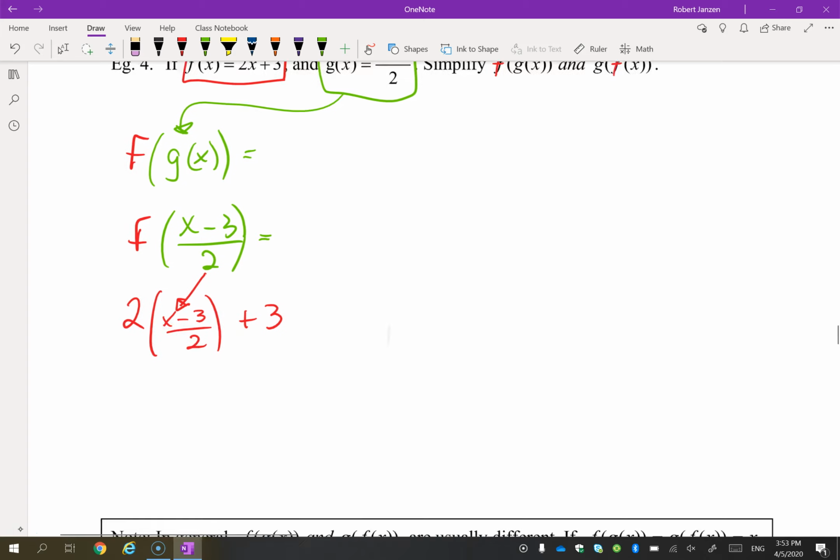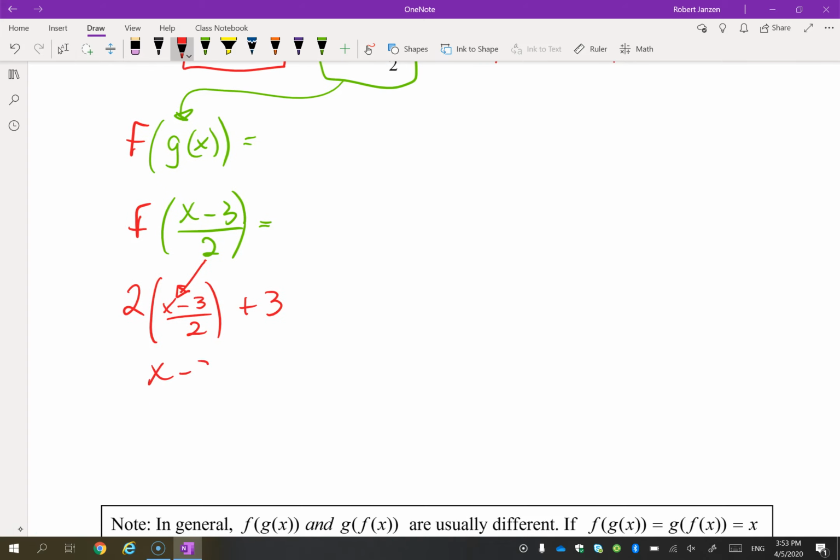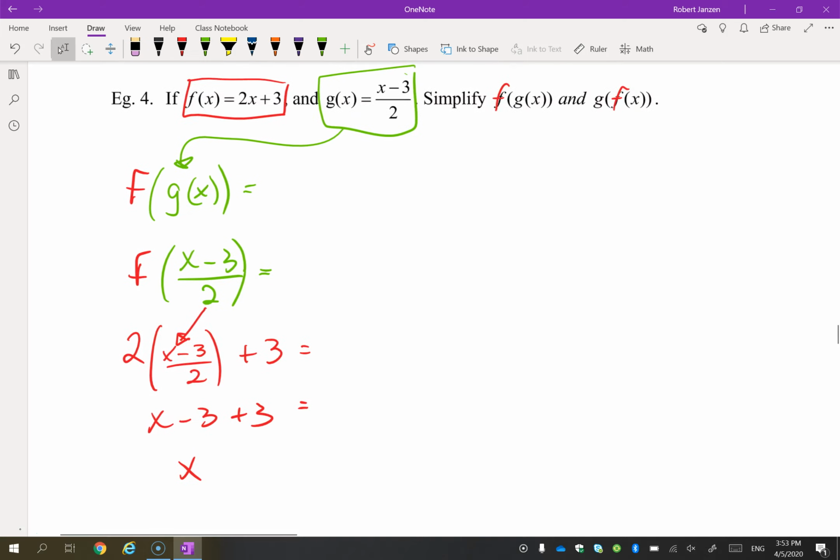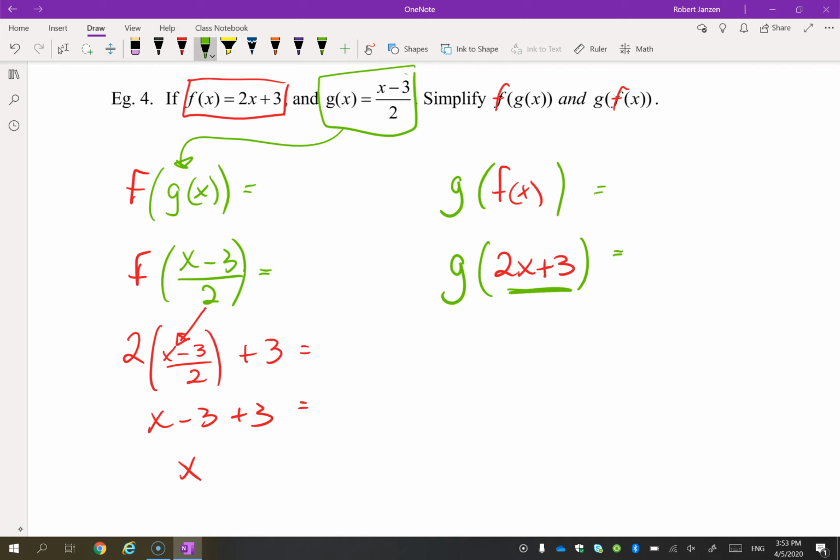Okay, and then simplifying this is x minus 3 plus 3, and you get x. Okay, let's try g of f of x. See what happens there. So I'm going to write the g function, and my f of x function is 2x plus 3. Okay, so now I'm going to put this in for x in the g function.